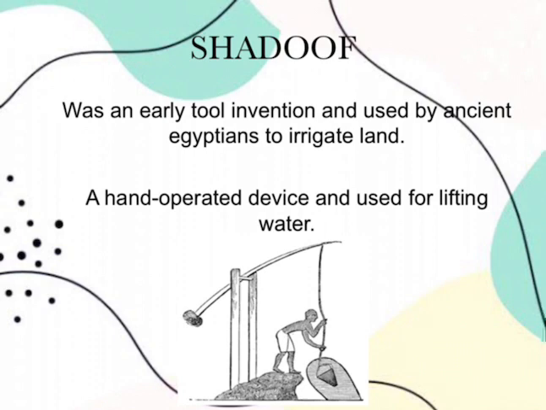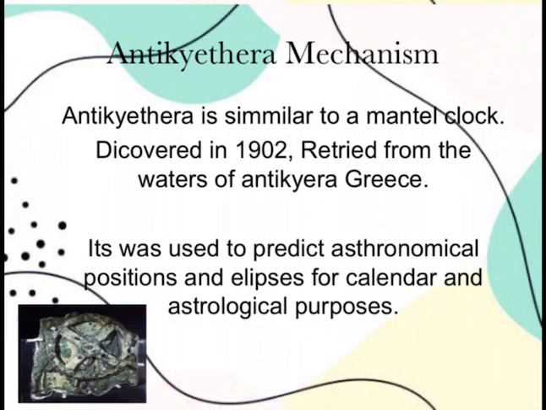Shaduf was an early tool invention used by ancient Egyptians to irrigate land. They used the shaduf, a hand-operated device, to get water from the ground.